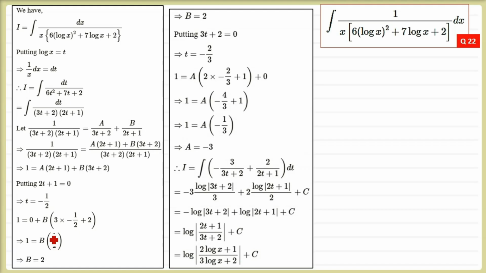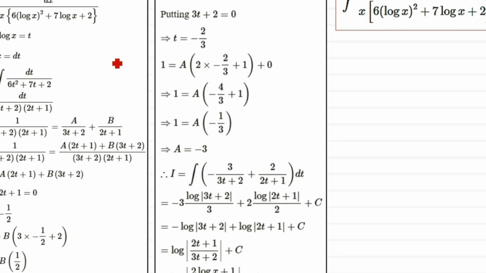Now this is how this will be done. The only thing is dx by x will be achieved only when you put log x equals to t. Other things are quite easy.